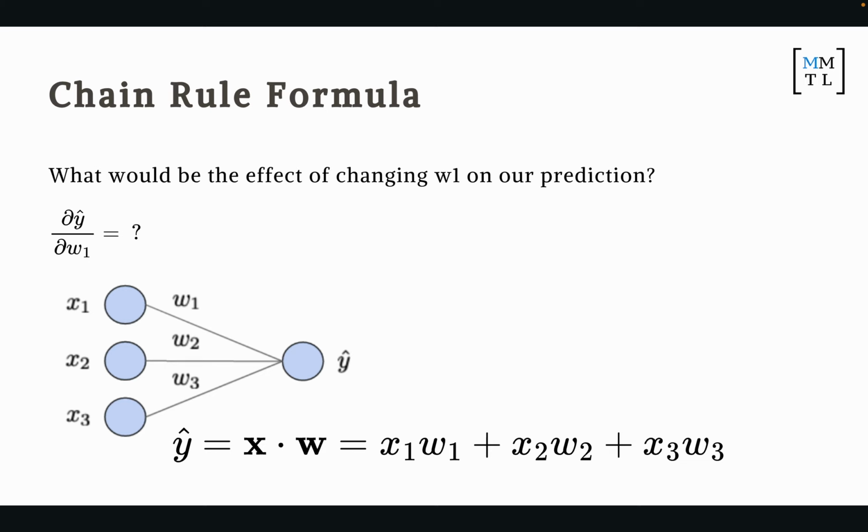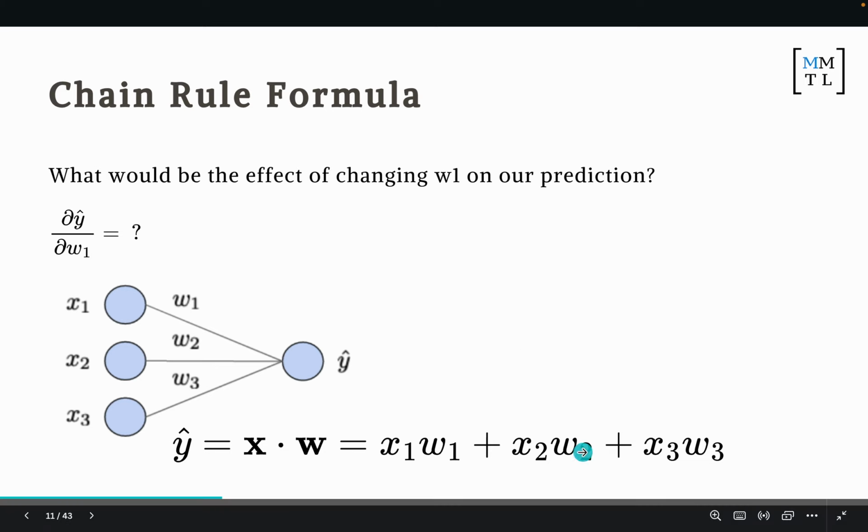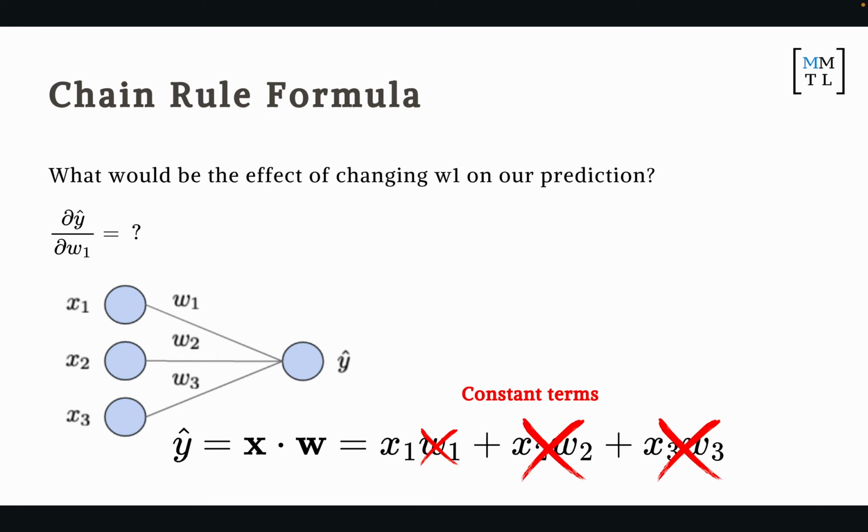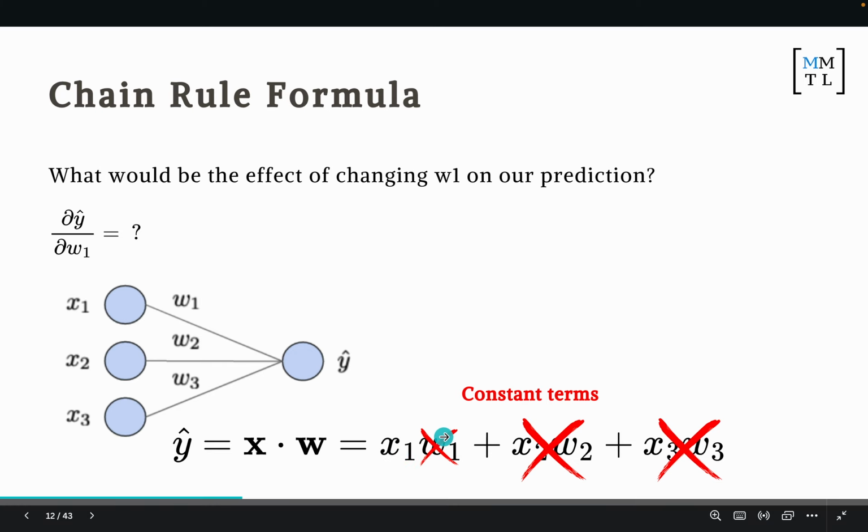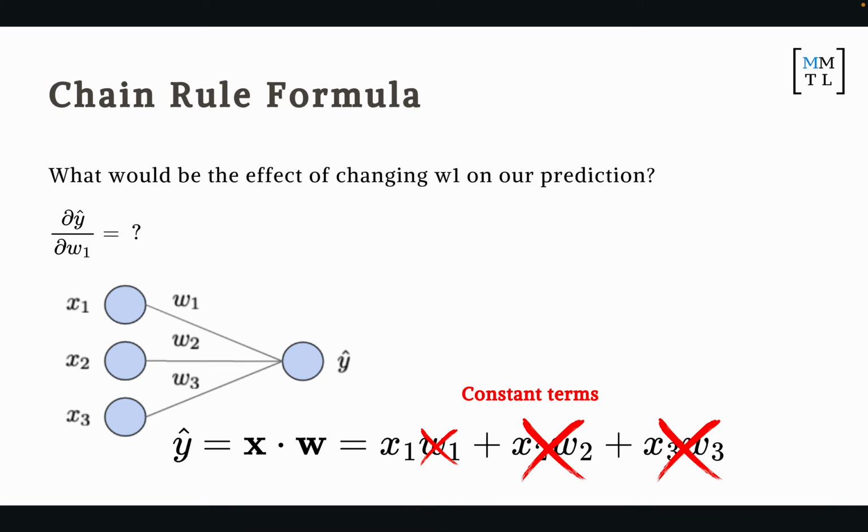Yeah, it's just x1, because we only want to figure out the impact of changing w1 on our prediction. So we don't even care about x2 or x3 at all. Mathematically, you can think of these as constant terms, right? And w1, I put this crossed out as well because you're basically trying to differentiate x1 w1 with respect to w1. Notice how this is literally a linear function, and then you just get rid of the constant in front of the linear term, and you get x1.